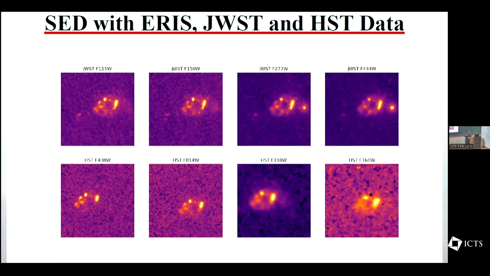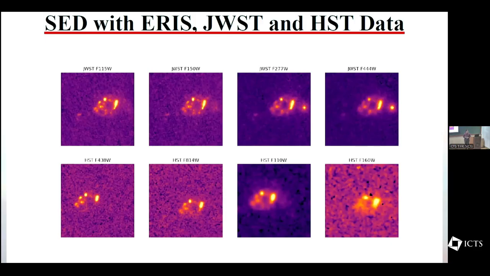So we got these two hints. Now we are going for faint line detection. If we can detect, for example, helium, we are planning a JWST NIRCam observation next year. If we can find it, then we can talk more about it.